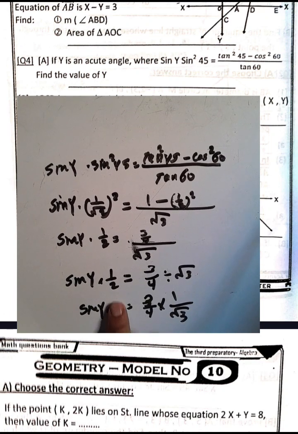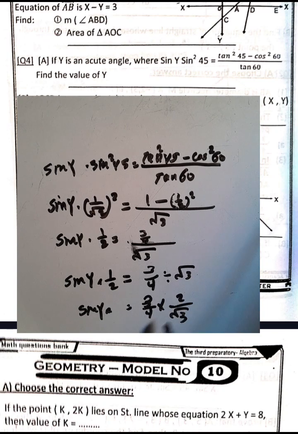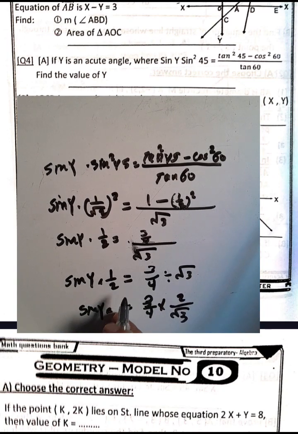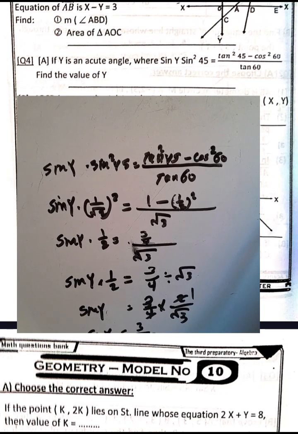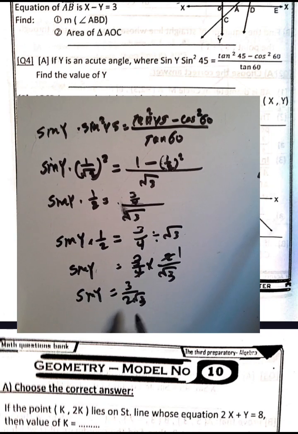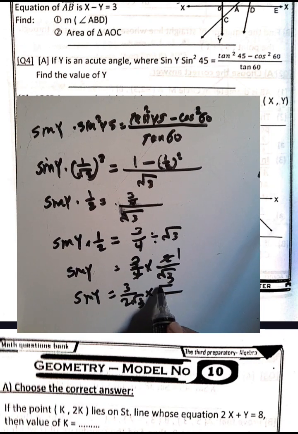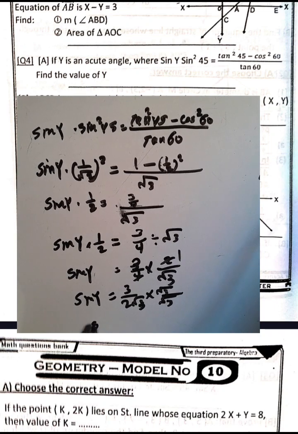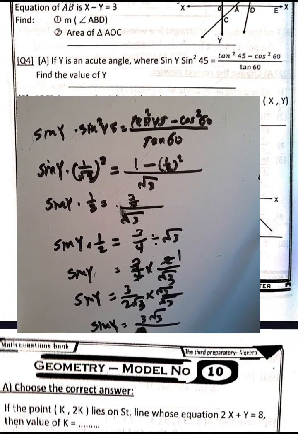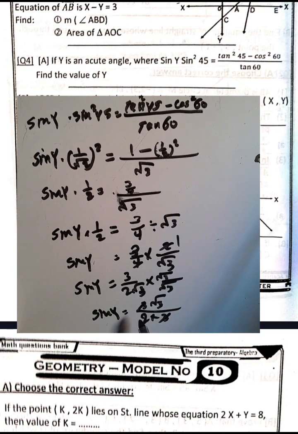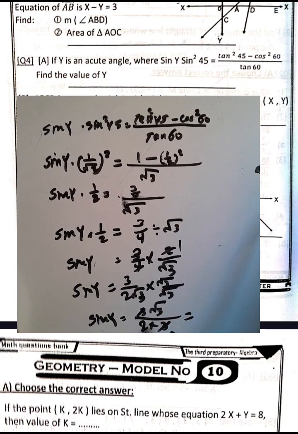And then we can times the 2 here and here to cancel this half, product by 2 left hand side, right hand side. Then sine y will be 3 over 2 root 3. And then you can simplify it by dividing the numerator and numerator by root 3. Then sine y will be equal to 3 root 3 over 2 times 3, cancel 3 by 3. Then sine y will be equal to root 3 over 2.